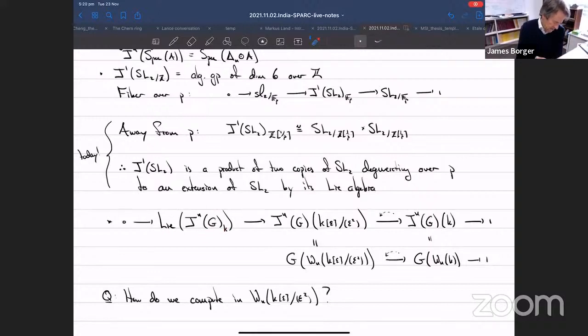But to understand this, we have this question: how do we compute in this crazy ring? That's what the whole lecture is going to be about, how to do these computations. And then at the end I'll tie it up by getting back to the Lie algebra, just to illustrate it.